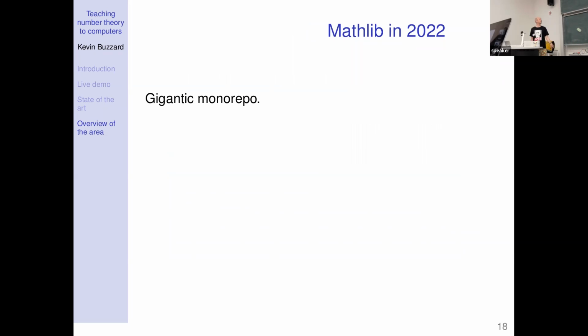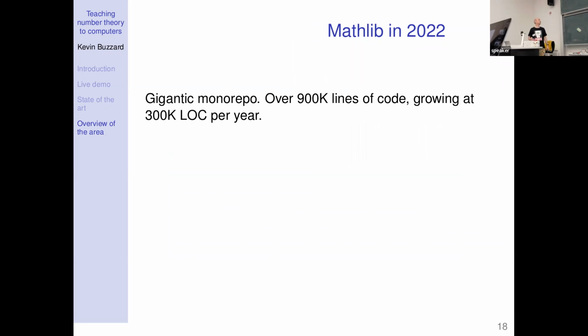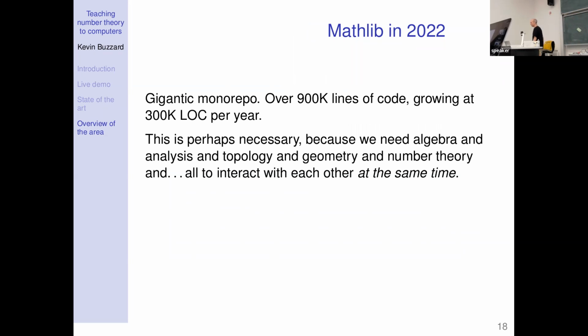So right, I'm going to wind up. So it's a gigantic mono repo, Lean's Mathlib. It's nearly 1 million lines of code. It grows to 300,000 lines of code. I think it's one of the biggest projects on GitHub now. I think it's sort of got really out of hand. We didn't expect it to take off like this.